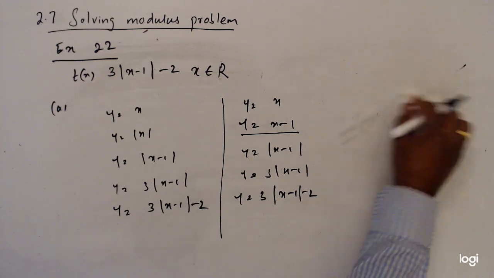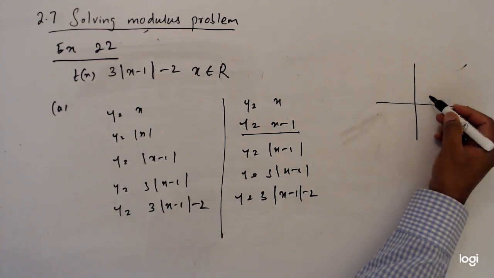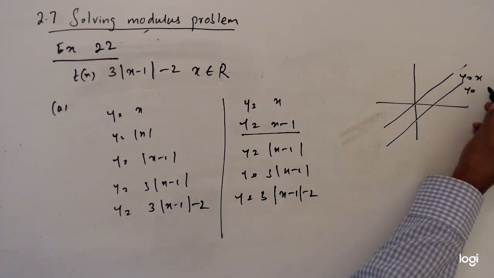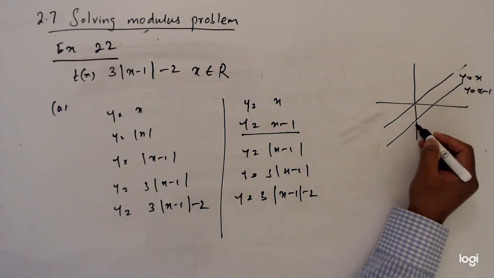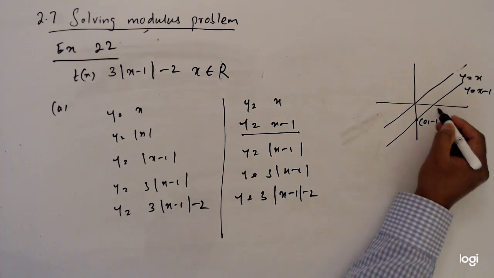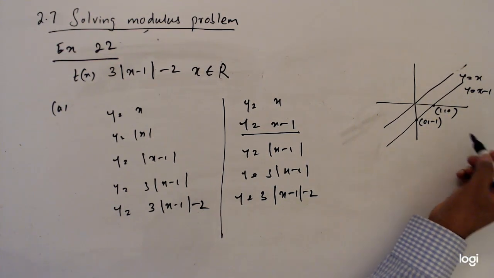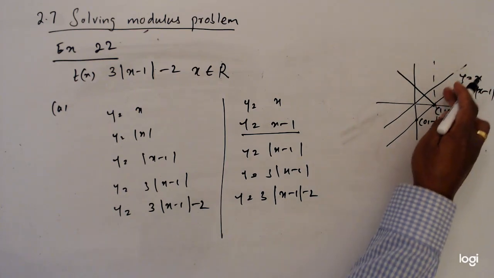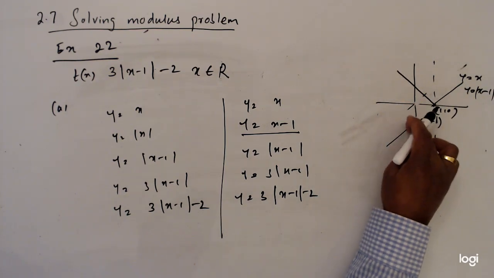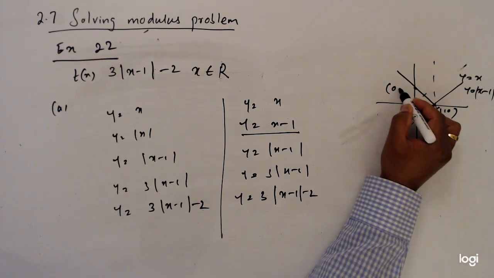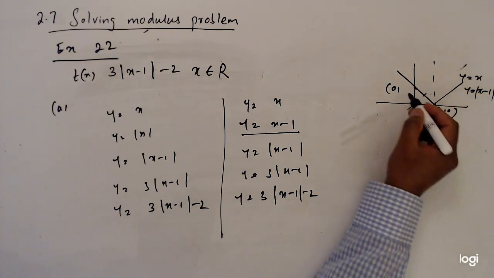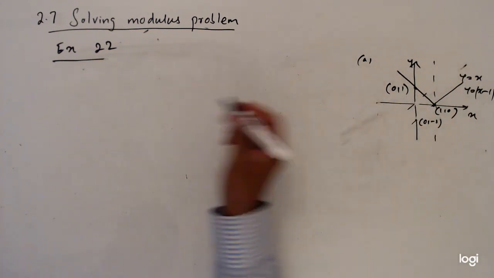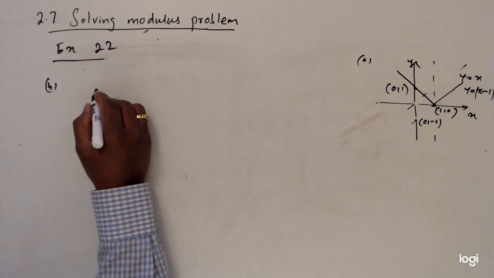Let me quickly draw again, I think. So this is y equal x. Then y equal x minus 1. I'll translate down, and this is 1, 0, and then y equal mod x minus 1, this will become like this. So this is going to be 0, 1. This is x-axis and y-axis. And part B, state the range of the function.